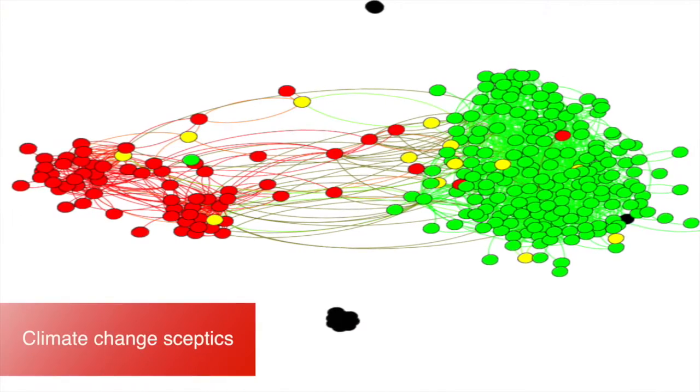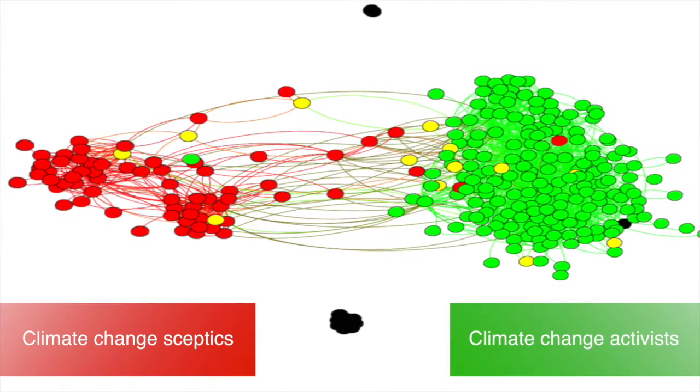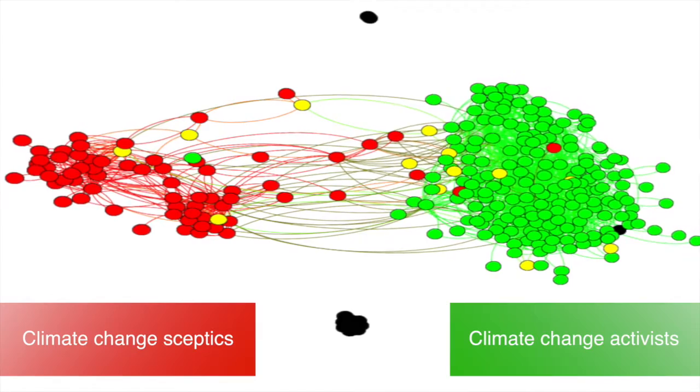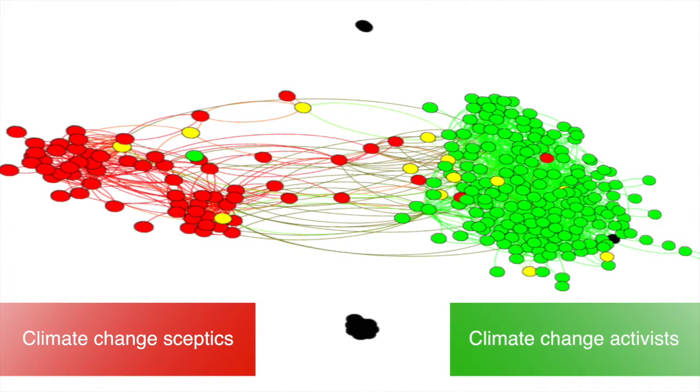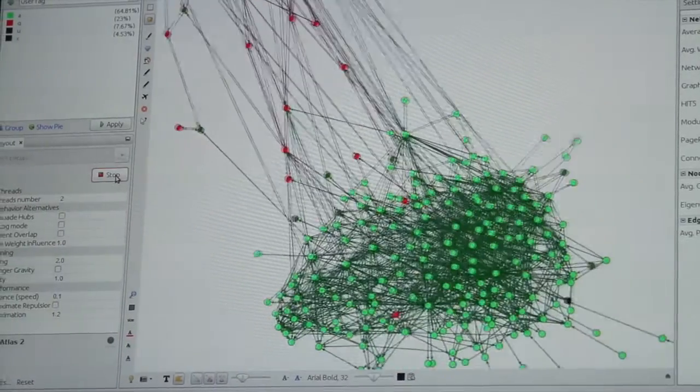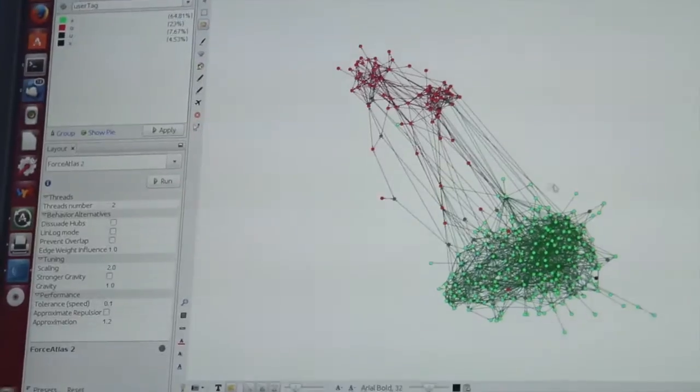This diagram shows the interactions between social media users talking about climate change. What you can see from the diagram is a very strong network structure. There's a strong community structure with two large clumps of users who interact a lot amongst themselves, but there's not much interaction between the two clumps.